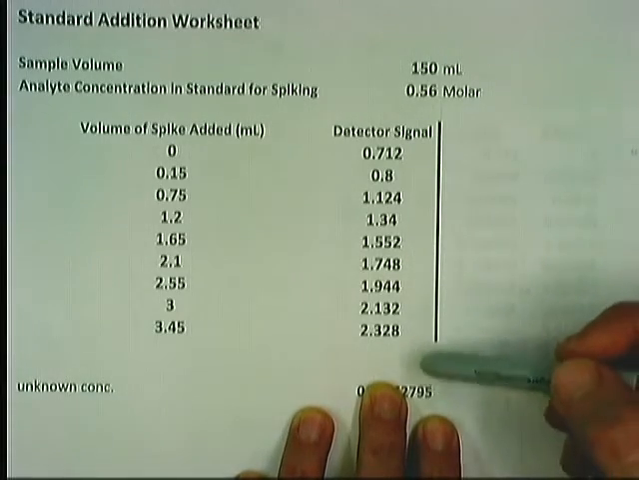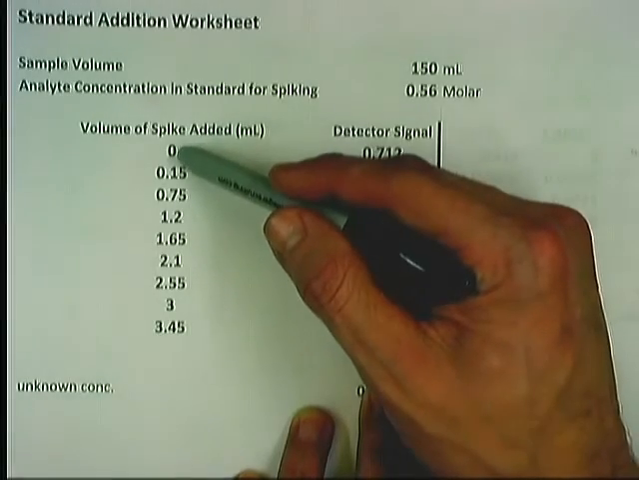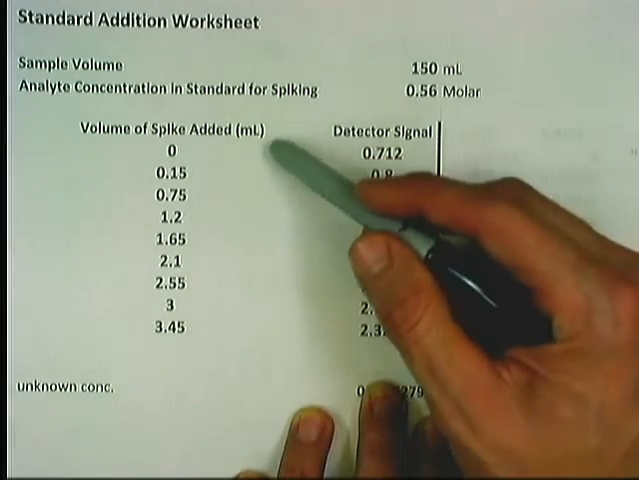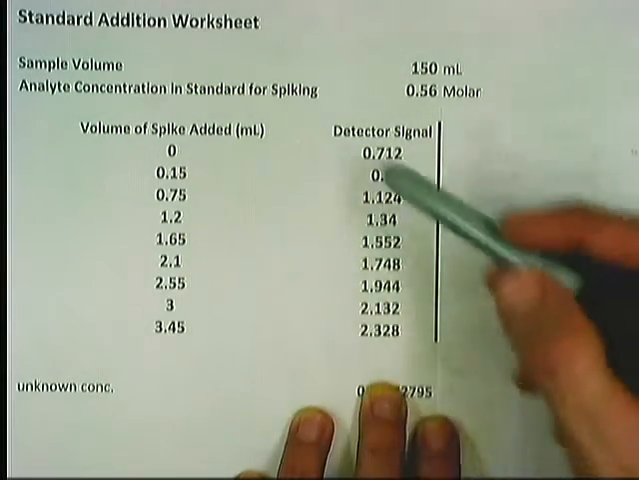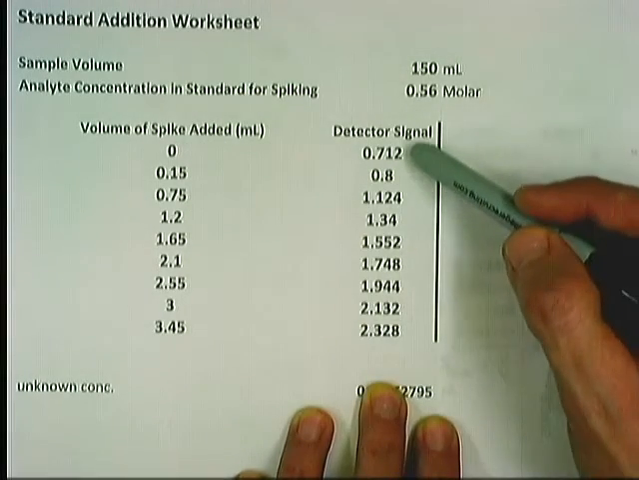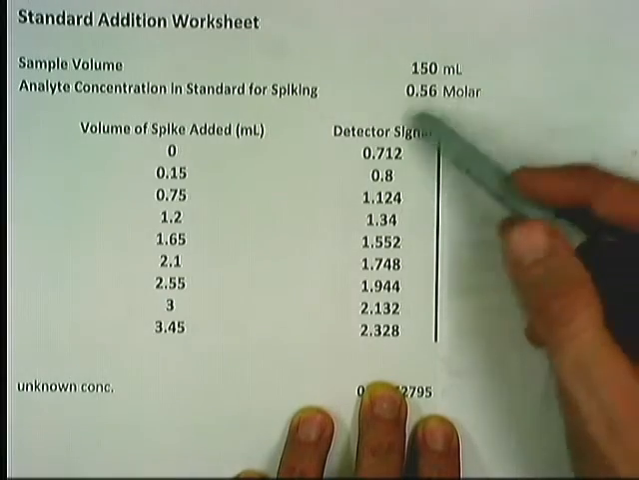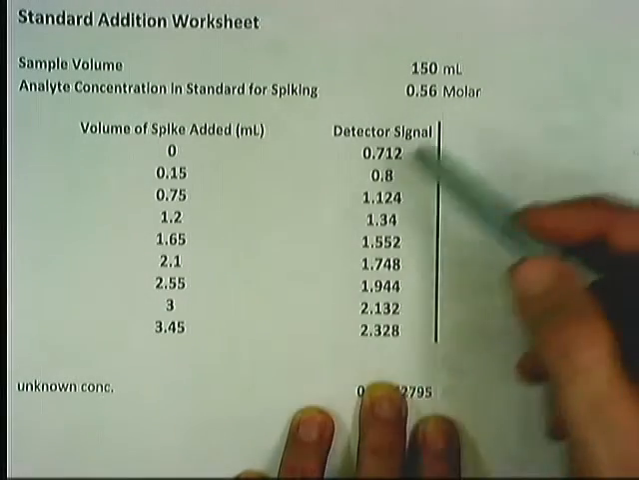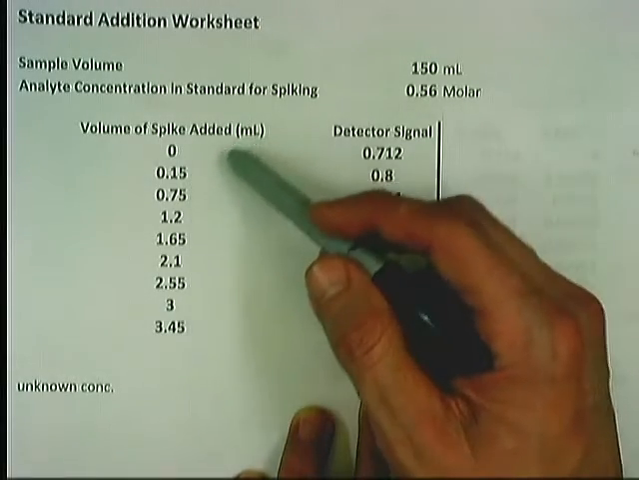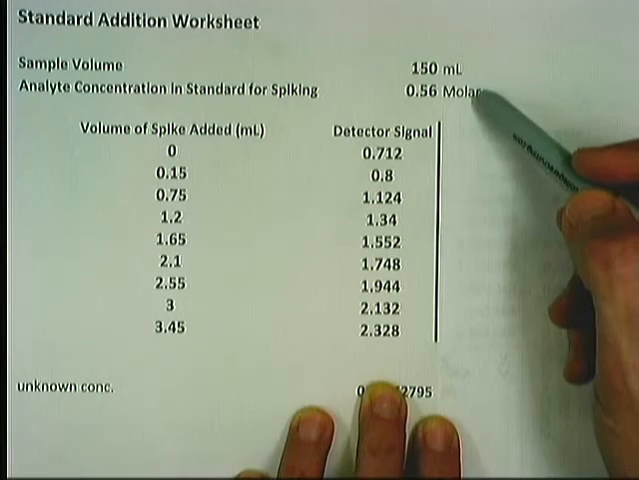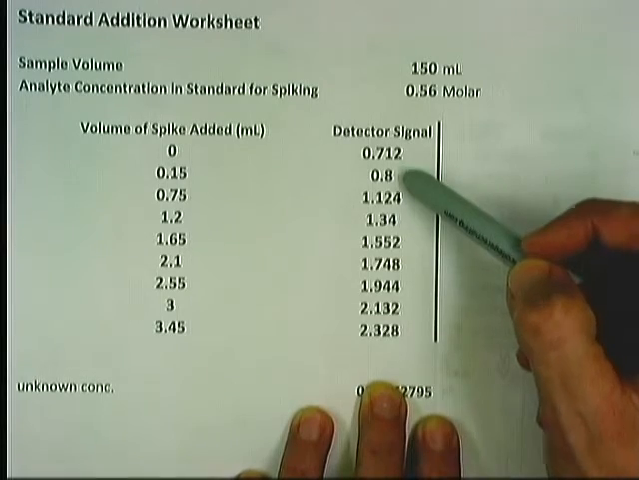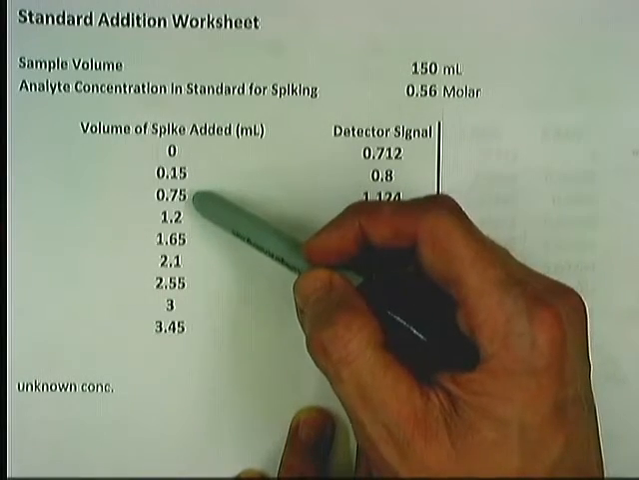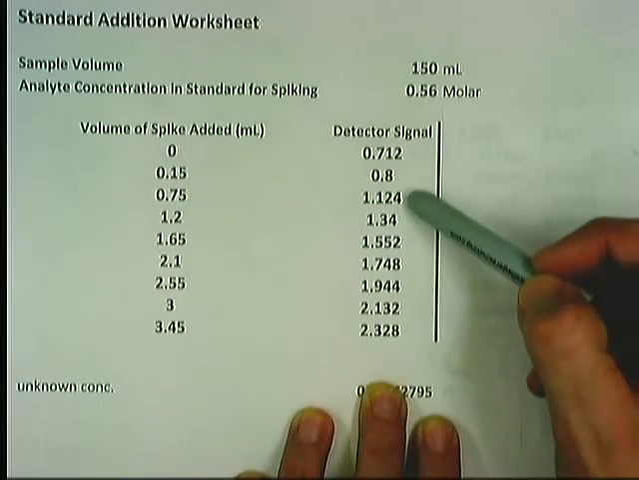Okay. So the first bit of information is 0 spike added. So this is none of the spikes. So this is just the sample itself was analyzed here. The detector signal was 0.712 units, whatever that is. Okay. Then we spike with 0.15 milliliters of this solution, that's 0.56 molar. Of course our signal goes up because we've added more. We increase the total spike volume to 0.75. Now our detector signal is this.